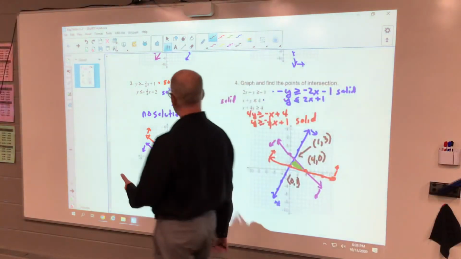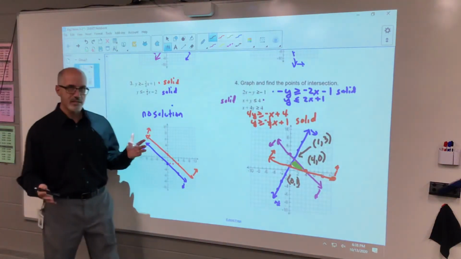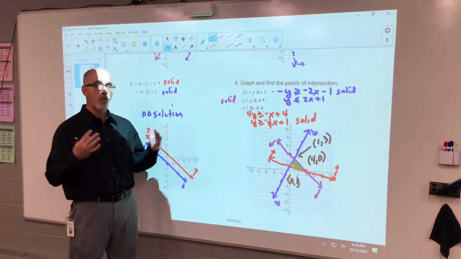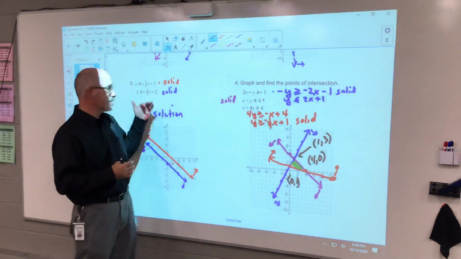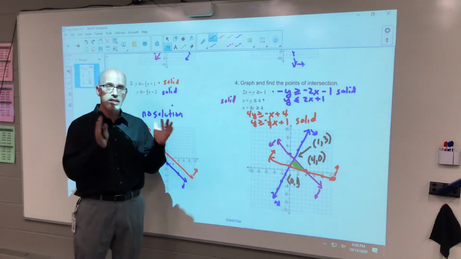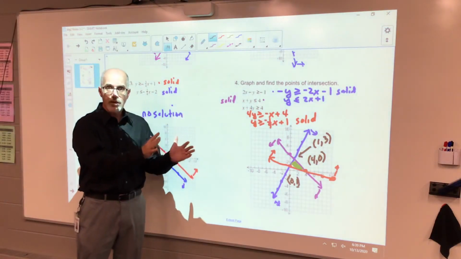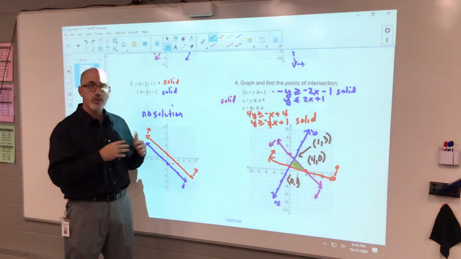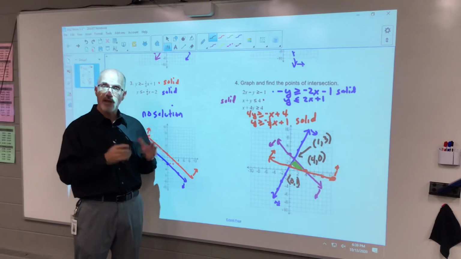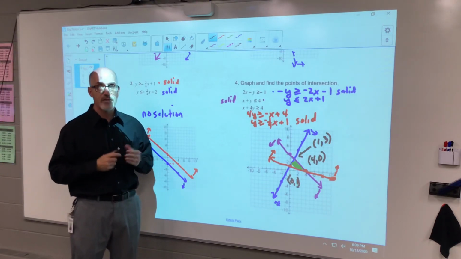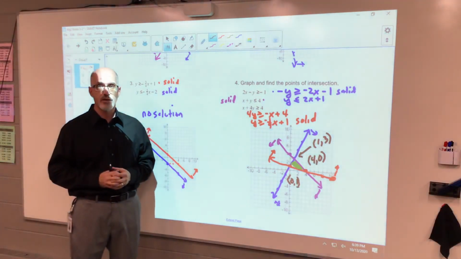So to do a system of inequalities is like a system of equations. You're finding out where they intersect. In this case, it's the shading. So you do each individual linear inequality, find out where those shadings overlap, graph that region, and now you have the solution to the system of linear inequalities.